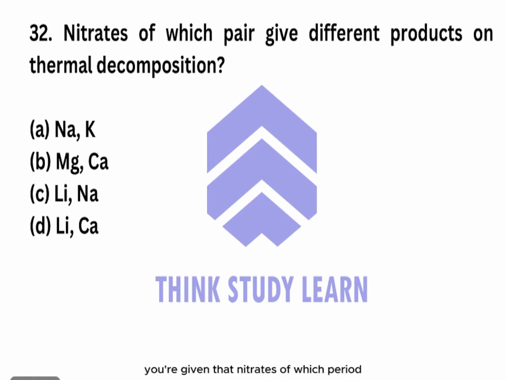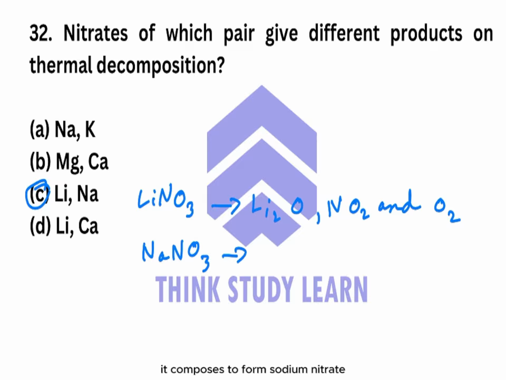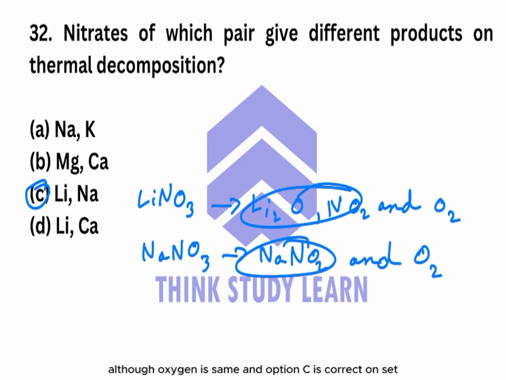In our next question, we are given that nitrates of which pair give different products on thermal decomposition. This phenomenon is observed by lithium and sodium. Lithium nitrate decomposes to form lithium oxide, nitrogen oxide, and oxygen. And sodium nitrate decomposes to form sodium nitrite and oxygen. Hence, we obtain different products, although oxygen is same. Hence, option C is the correct answer.